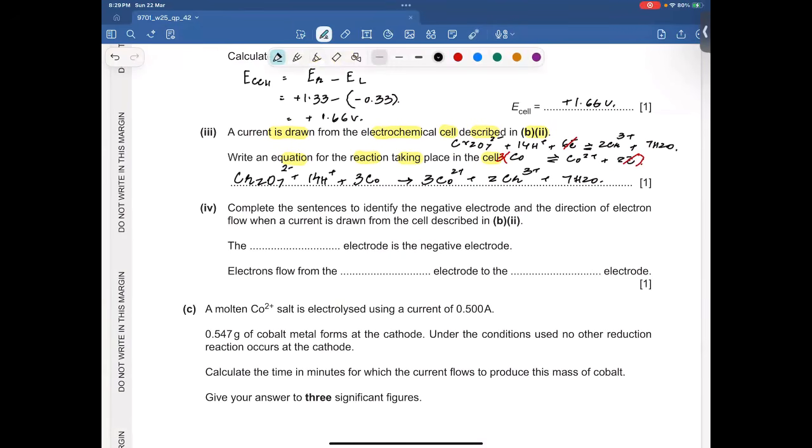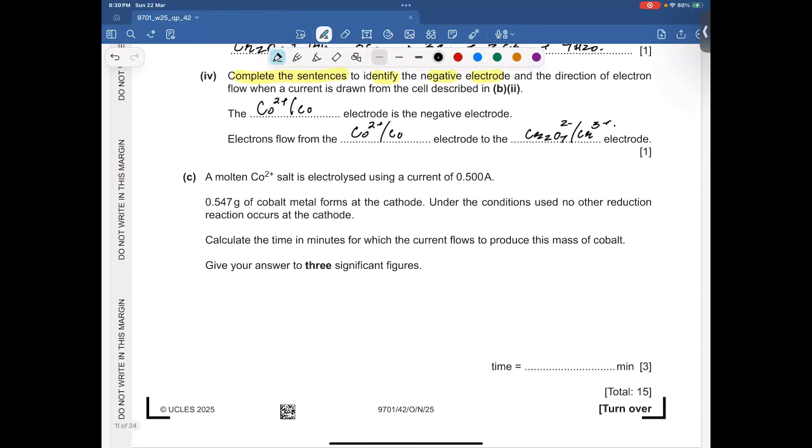Complete the sentence to identify the negative electrode. Obviously, the cobalt half cell has a negative value, so it is the negative electrode, and electrons always flow from the negative half cell to the positive half cell in the external circuit. So electrons usually flow from the cobalt half cell to the dichromate and chromium half cell. Okay.